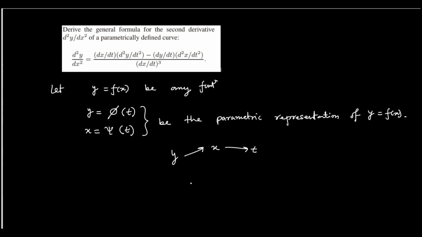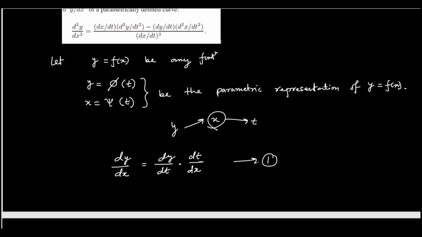So we have to use the chain rule to generate the derivative with respect to x. So dy over dx will be dy dt times dt dx. This is our equation, let's define it as equation number 1. Okay, now let's move on to the next page.